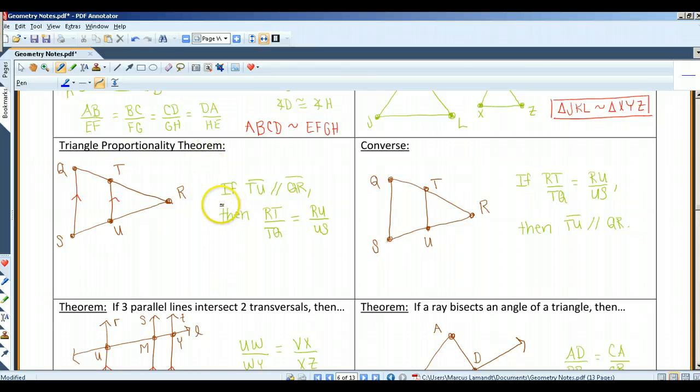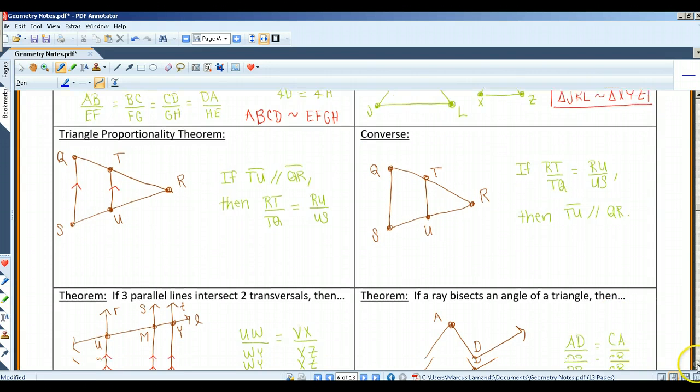The triangle proportionality theorem states that if a line parallel to one side of a triangle intersects the other two sides, then it divides the two sides proportionally. So for example, if TU and QR are parallel, then RT over TQ equals RU over US. And conversely, if a line divides two sides of a triangle proportionally, then it is parallel to the third side. So if this over this equals this over this, then these two lines have to be parallel.